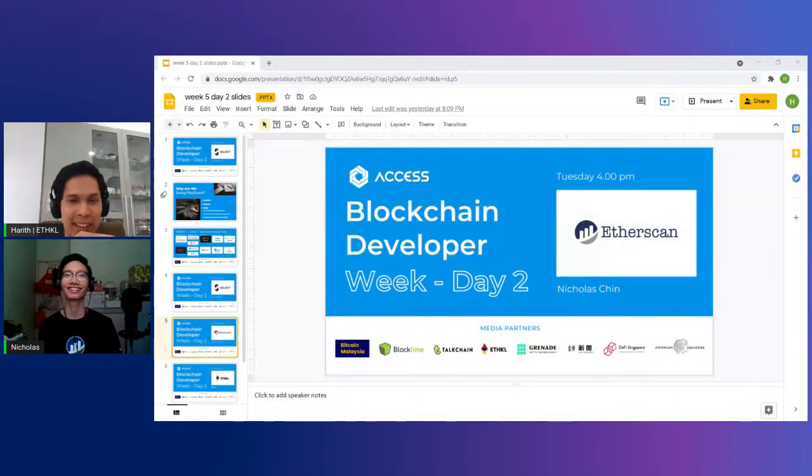In the meantime, just for a quick introduction to this session, this session is done by Nicholas Chin from Etherscan, and he will walk us through how to use Etherscan APIs, following from the earlier session on how to get an introduction to Solidity and smart contract programming.